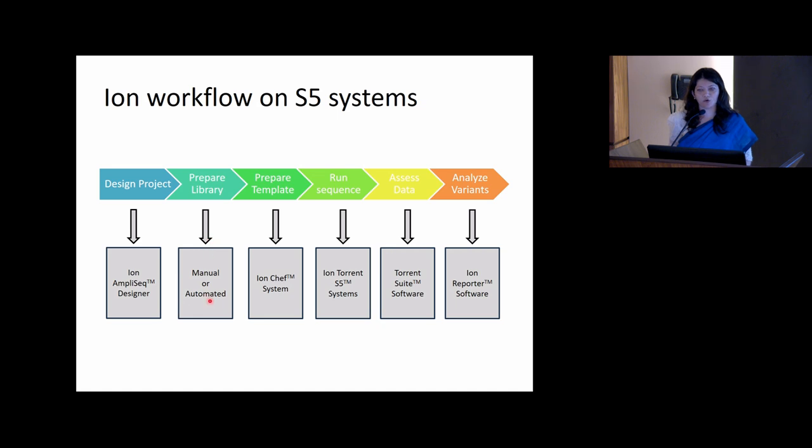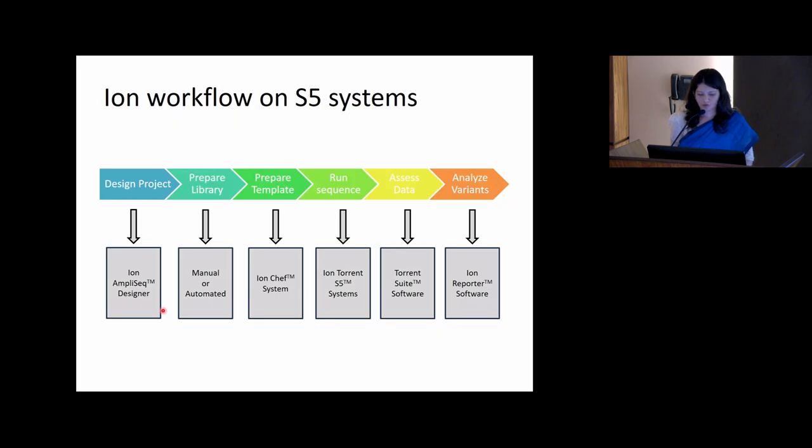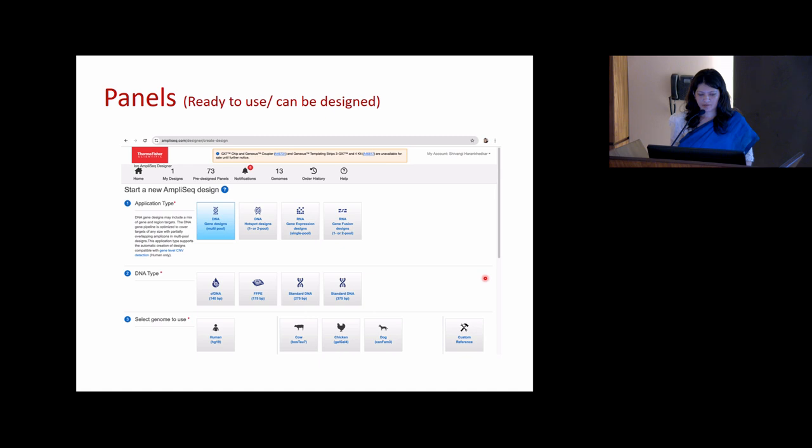It can be manual or automated. The automated one is very expensive; we are currently doing the manual one only. Then for preparation of template, we have to use their Chef system, because the manual one is very tedious and almost nobody follows that. After that comes sequencing, what happens in the sequencing we saw, and then they have their own software on which the data is loaded and the reporting and analysis takes place.